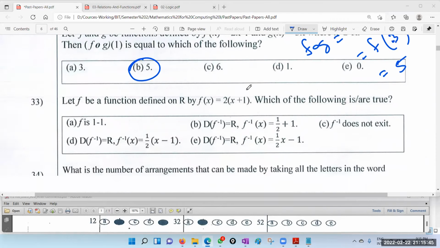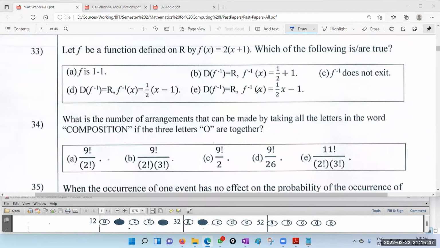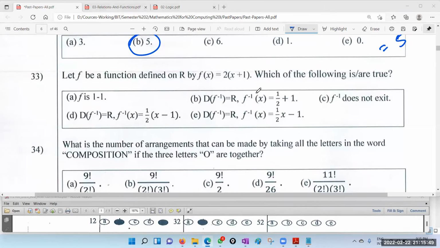Yes, answer is B. Okay, right. 33. So 33 is also not a difficult question, an easy question. Let f be a function defined on R, f(x) equal 2 times x plus 1. Which of the following is true? Right, so this is a straight line, y equal 2x plus 2. Okay, let me close this and open it again because it takes a little bit of time to render.